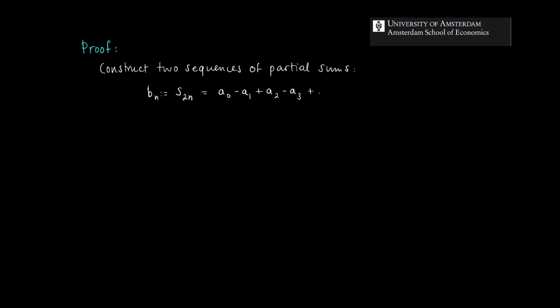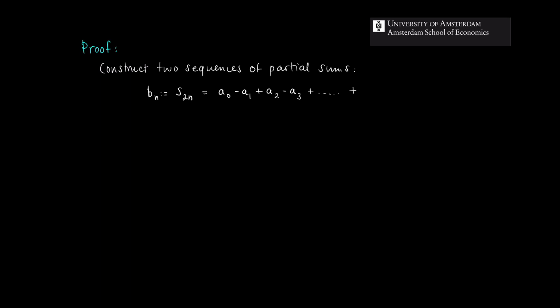Okay, the proof goes as follows. So first we construct two sequences of partial sums. One is referring to the sequence with even indexes. So B_n is the sequence of partial sums S_2n. So what is it like? We start with a_0 minus a_1 plus a_2 minus a_3, etc.